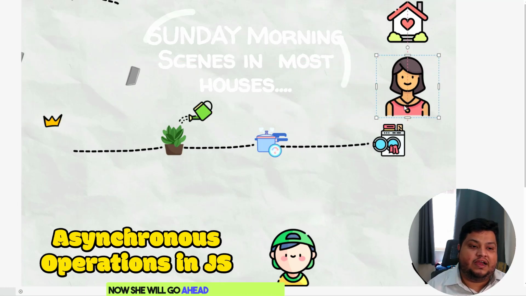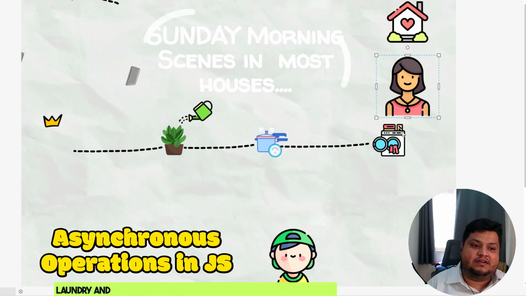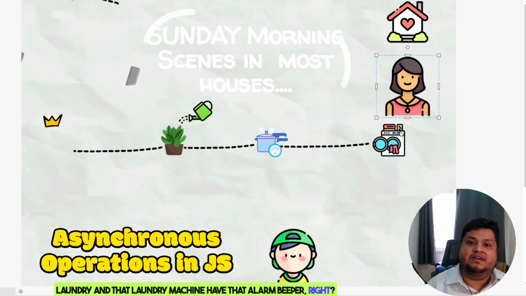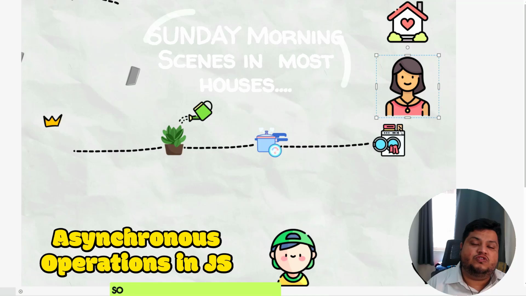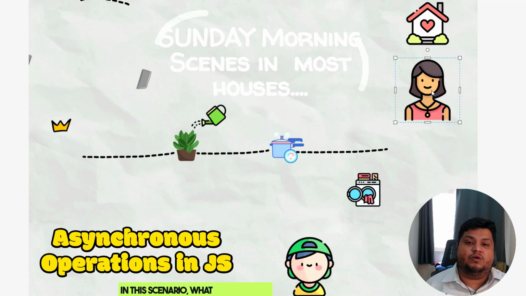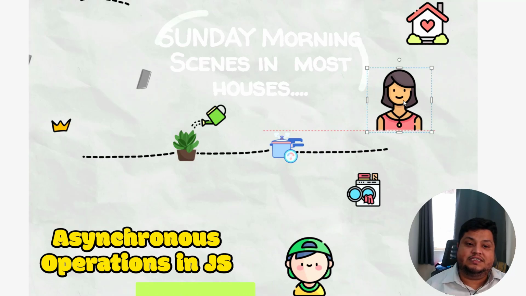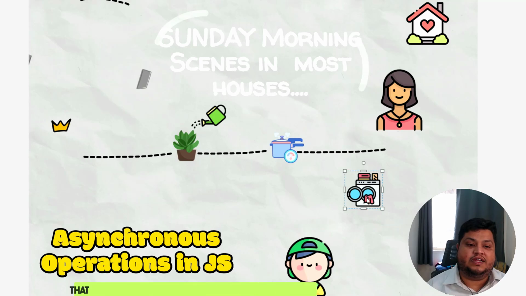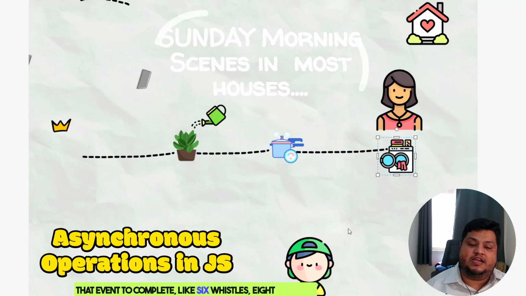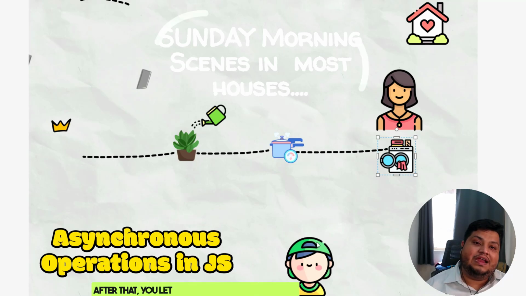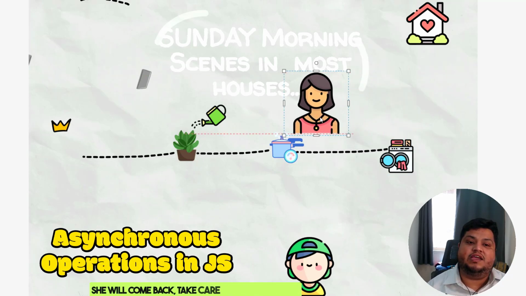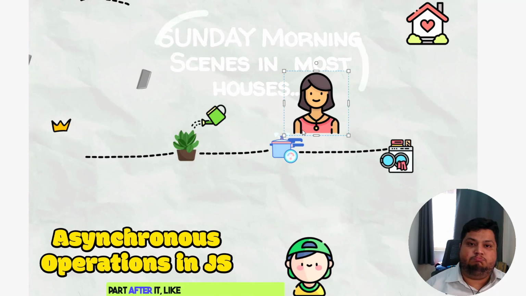Now, she will go ahead and do her job of the laundry, and that laundry machine has an alarm beeper that after 30 minutes will go off. So that alarm beeper is like a callback. Now, remember one thing. She has assigned you a task. She will not ask you to go and take care of that pressure cooker. You are supposed to wait for that event to complete, like 6 whistles, 8 whistles. After that, you let her know, okay, this is done. She'll come back, take care of it, and complete the part after it, like she needs to keep it for two more whistles or anything like that.